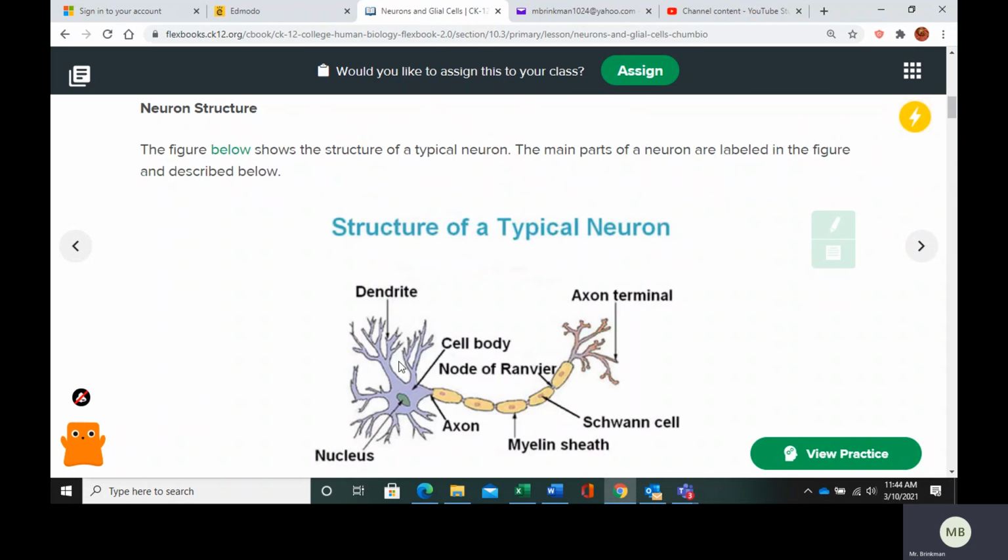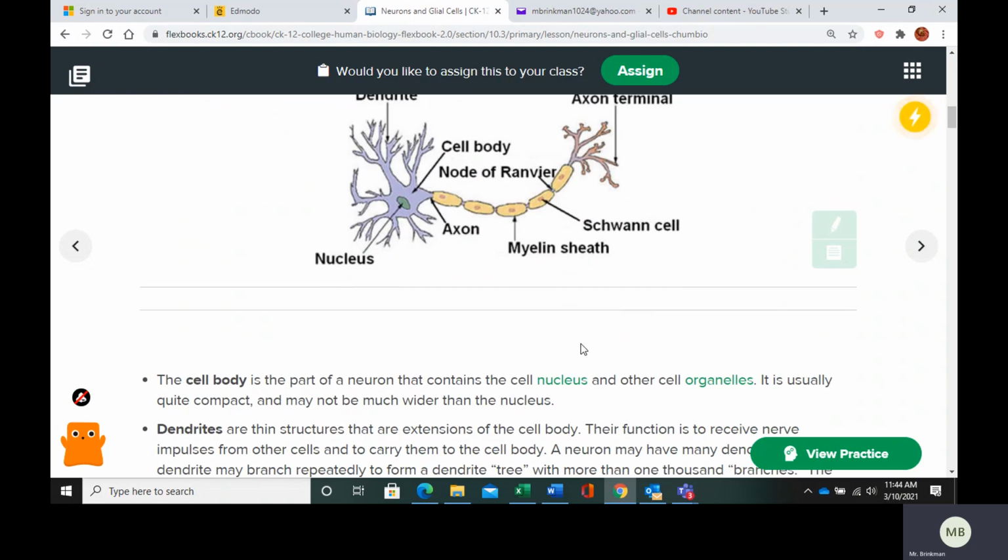So the neuron structure. Here we have a neuron with all its parts labeled. The cell body, this whole thing here, is the part of the neuron that contains the cell nucleus right here and other cell organelles. You remember an organelle is the equivalent of an organ, just at the cell level. So an organelle is basically like an organ to the cell.